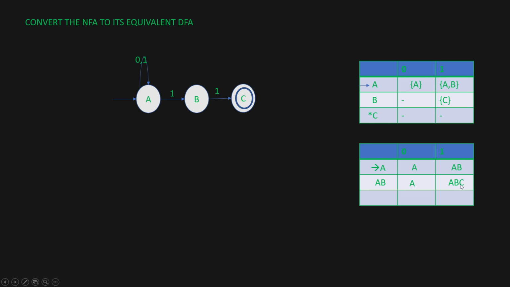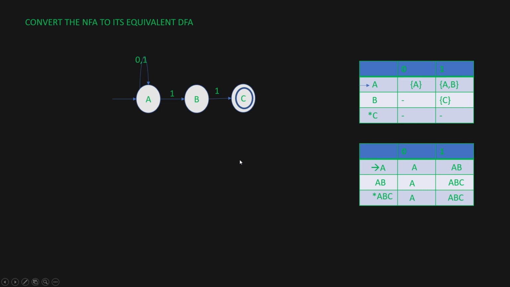Now we'll check for state ABC. Let's say we're in state ABC. You get input 0. You have to perform union operation of A, B, C, these three states over here, and you're going to get state A. And when you get input 1, you have to perform union operation of A, comma B, comma C, comma null, and it is going to be state ABC. So this is the transition table for our DFA.